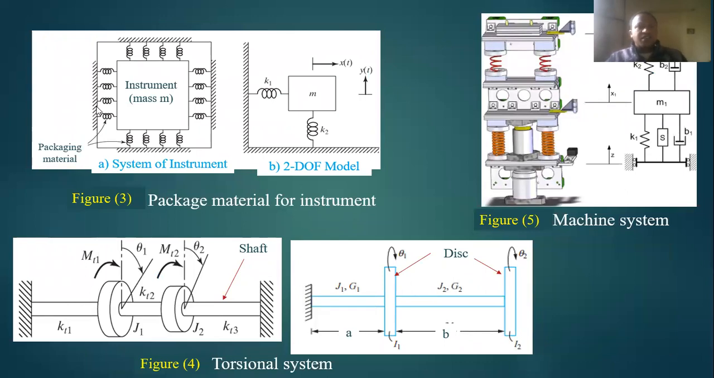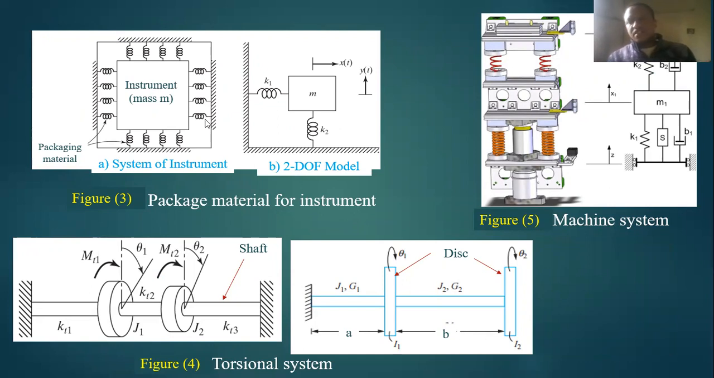This is also another 2 degree of freedom system that contains instruments, and it is a cushioning system. So this is the instrument which is expected to be protected from impact or any kind of impulsive load. And there are cushion materials which protect the instrument.